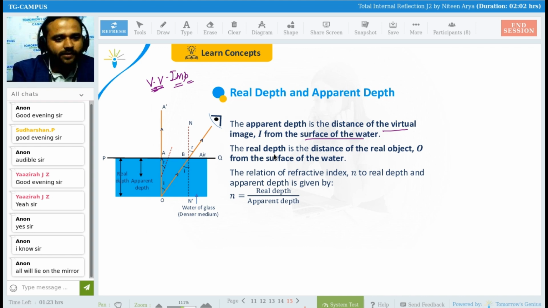Suppose any particular object is situated over here. So this is the real height of this. But due to this refraction process, that object seems to be here. Clear? Suppose this is your object, but due to refraction, whenever the light ray is going on, it is going to bend towards the normal.